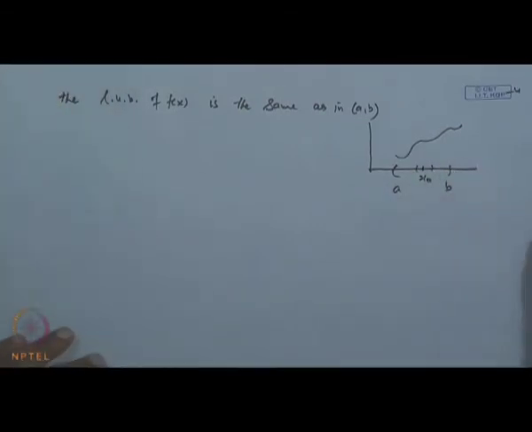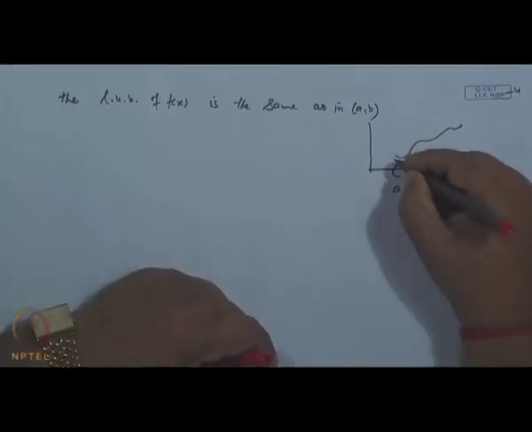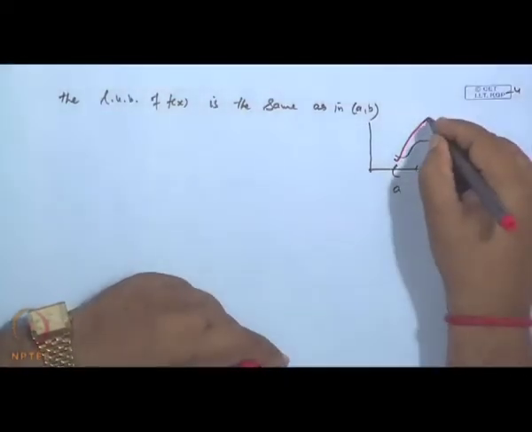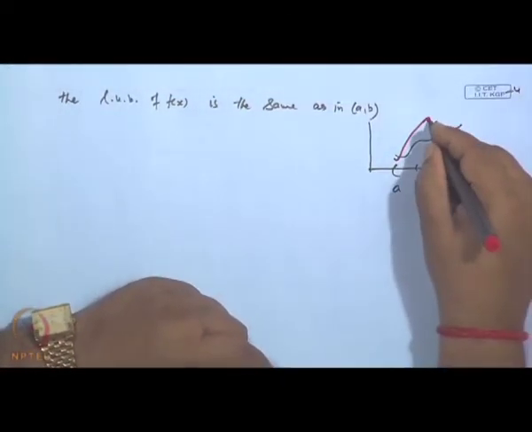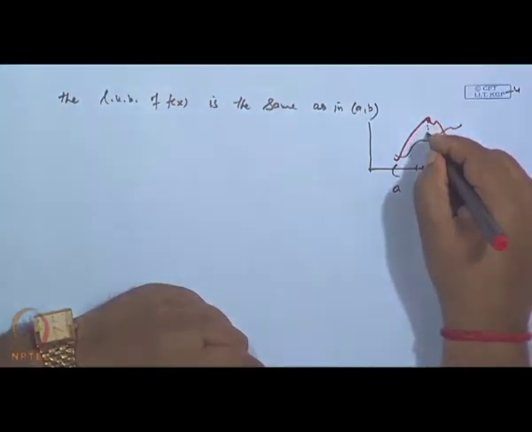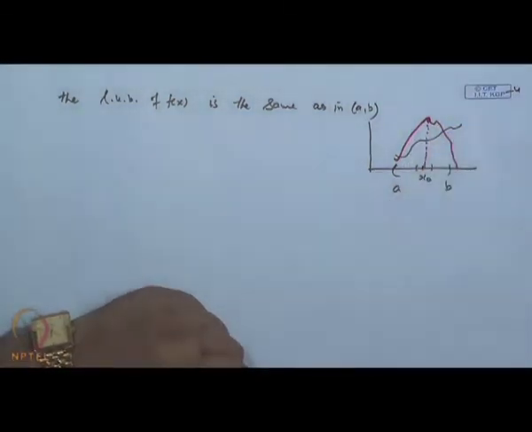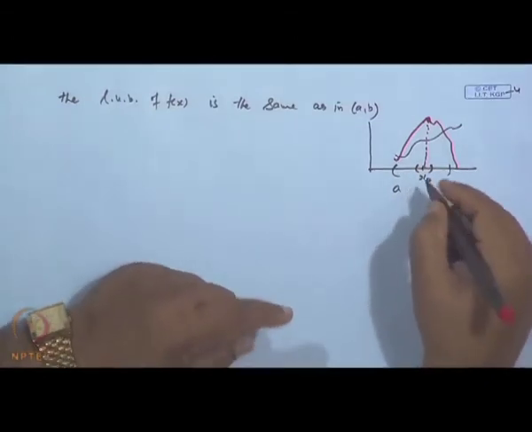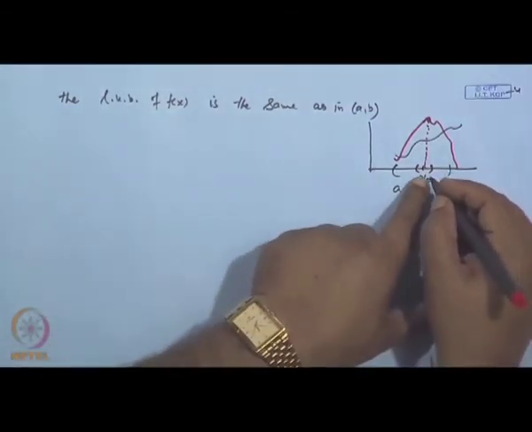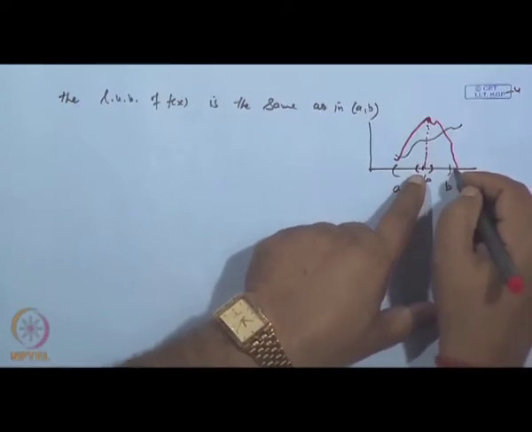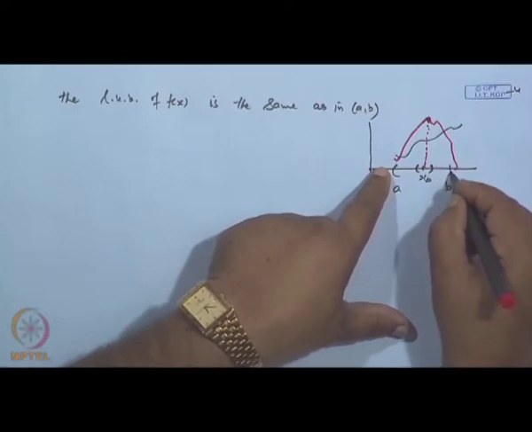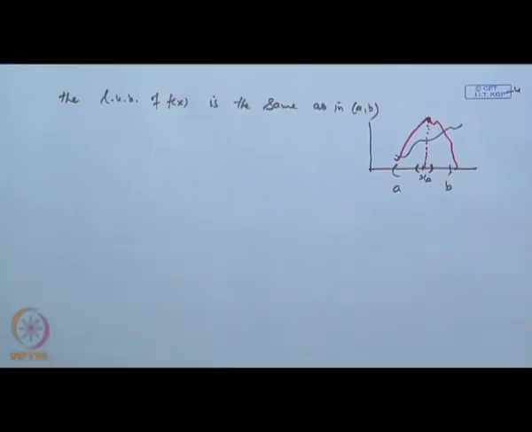Suppose I take this function. Now, you see the maximum value is attained at this point. Now, we can find a point x naught so that in an arbitrary small neighborhood, the upper bound of the function f is the same as the upper bound of the function over the entire range (a, b). That is what the result says.